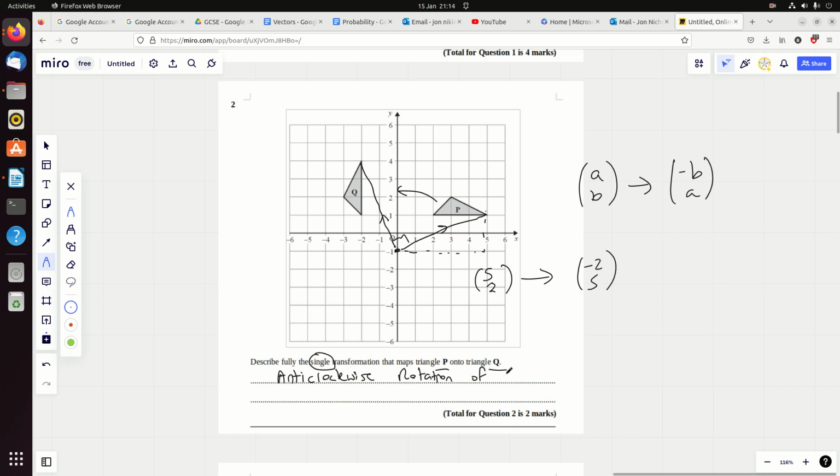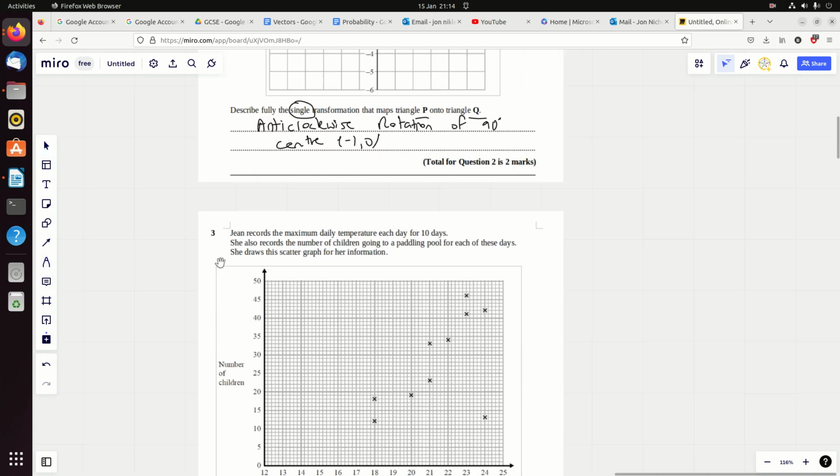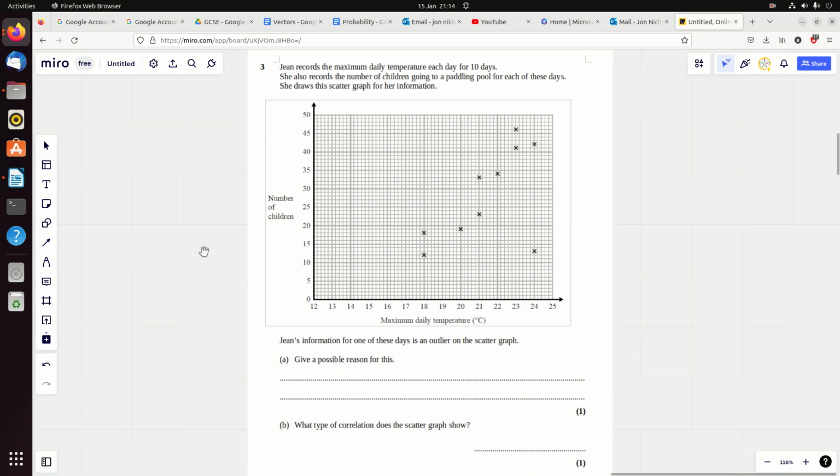Anyway, so it's an anti-clockwise rotation of 90 degrees, and you must say the center as well. Center (0, -1). Yeah, please do say all of those things. There's tons to write down for a rotation. It's annoying, but there's lots of information you have to include.